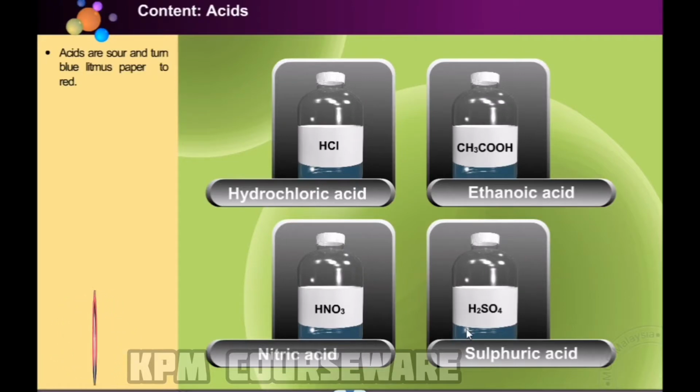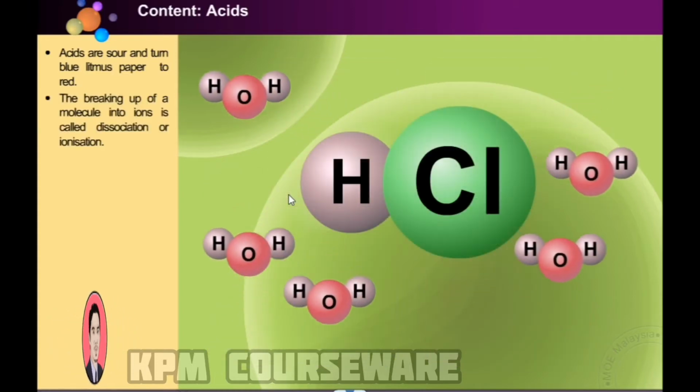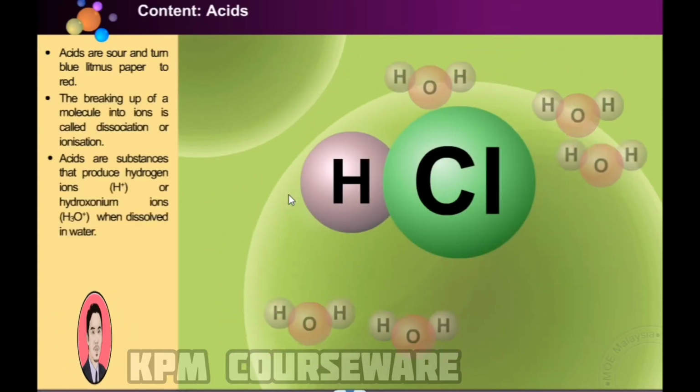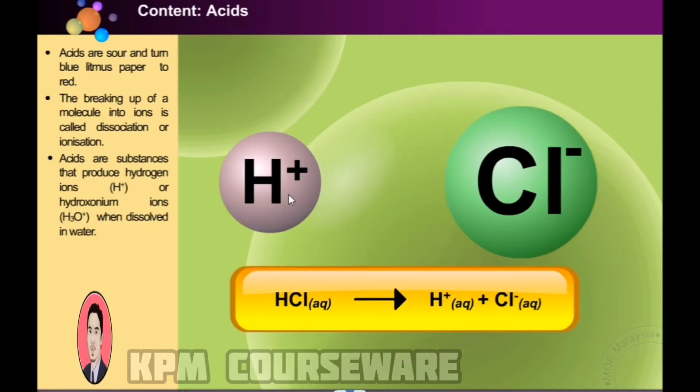We have learned that acids are sour and that they turn blue litmus red. What gives these acids their acidic properties? Let us find out. Click on hydrochloric acid and observe what happens. The molecule of hydrogen chloride ionises to form a hydrogen ion and a chloride ion when dissolved in water.